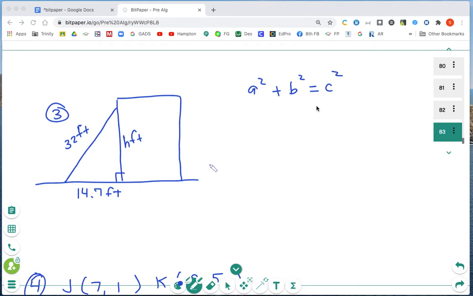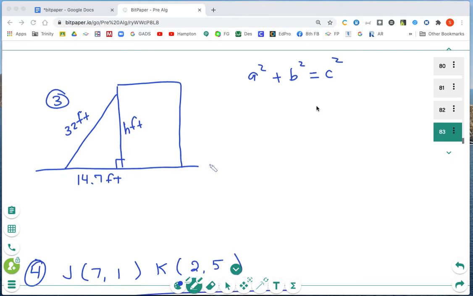We have a building with a ladder that is laying up against the building. And we're trying to figure out how far up the building the ladder is touching. So the first thing that we notice is that we have a right angle, so it is a right triangle. So we're going to draw our arrow and label our sides. This is our hypotenuse, which is our C. Our shortest side is our A, and our medium side is our B.